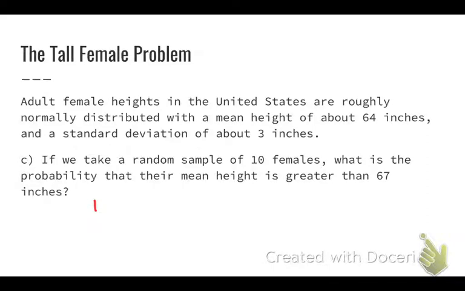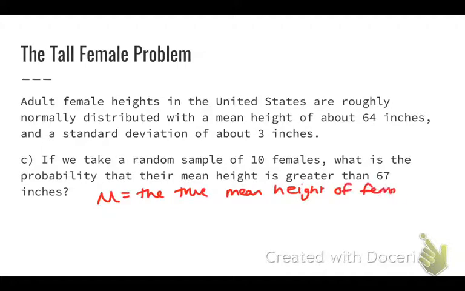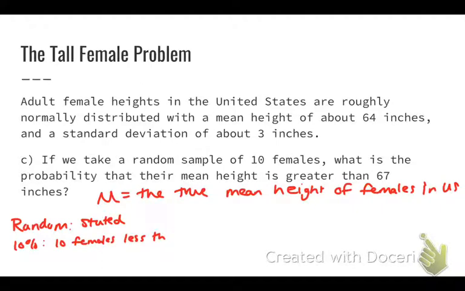So in this case, my mu, not p, my mu is equal to the true mean height of females in US. Let's check our conditions. So random, does it state it? State it. 10% checks for independence. I would say 10 females is less than 10% of all females in US.